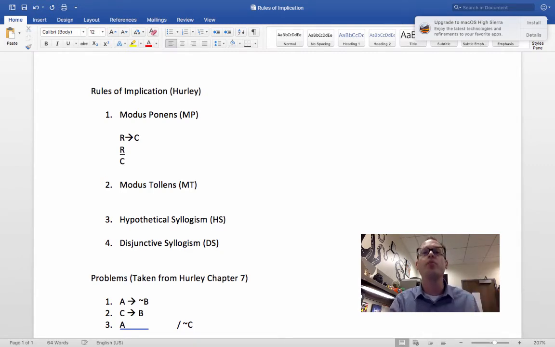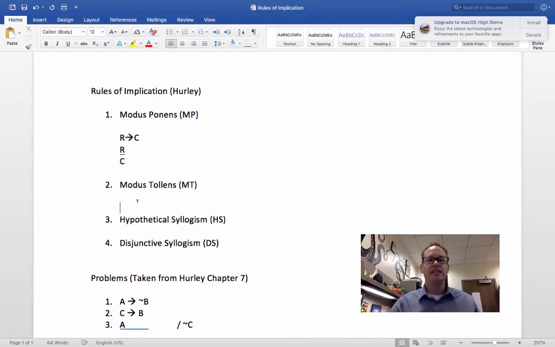Oh, one important thing. Modus ponens is always going to need to use the horseshoe or the arrow. You can't use modus ponens with the wedge or the dot or the triple bar. It's just not applicable. So if you're using modus ponens, it better be on the horseshoe.